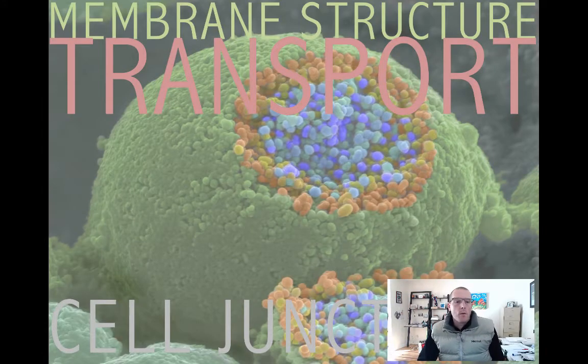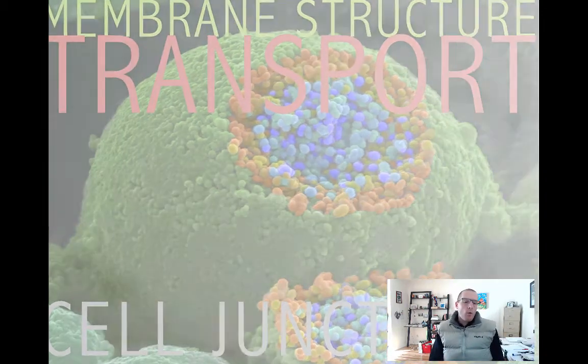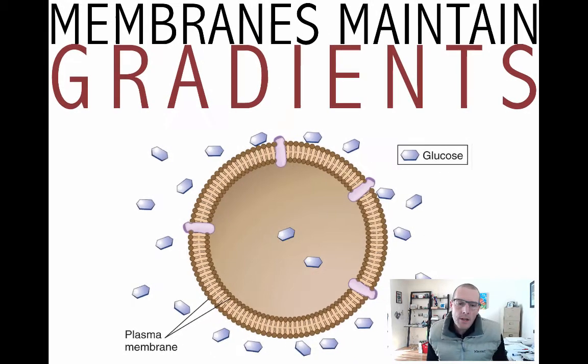Welcome back, folks. We've been talking about membrane structure, function, and transport across membranes, and so let's keep thinking about that. Now, one of the major functions of the membrane, which arises from its selective permeability we've started talking about, is the ability to maintain a gradient. So I've already talked about gradients a little bit.